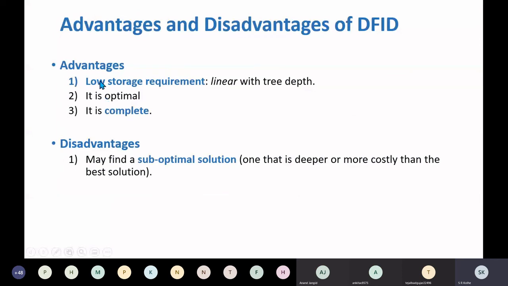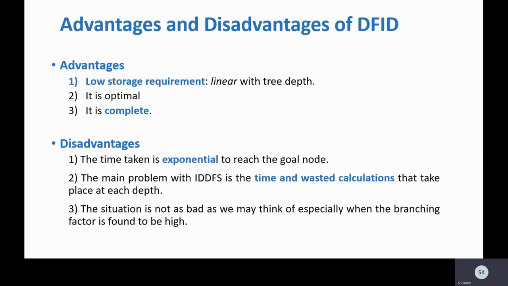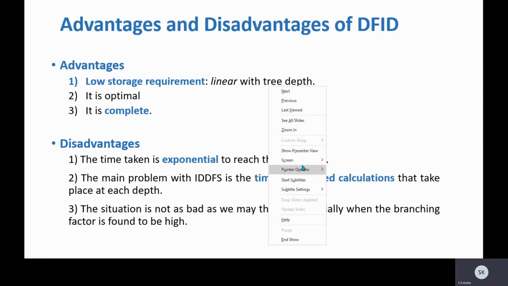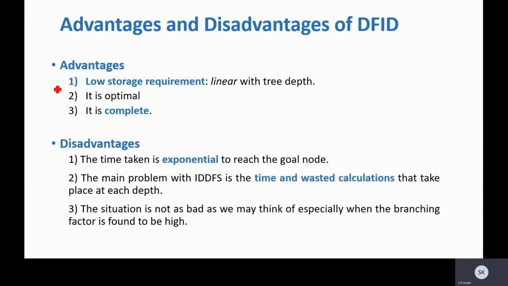So let us summarize the advantages of DFID. It requires low storage, linear with tree depth, that is B multiplied by D. It is optimal, it always gives you the optimal solution because it combines the advantages of breadth first search along with depth first search, and it is complete.